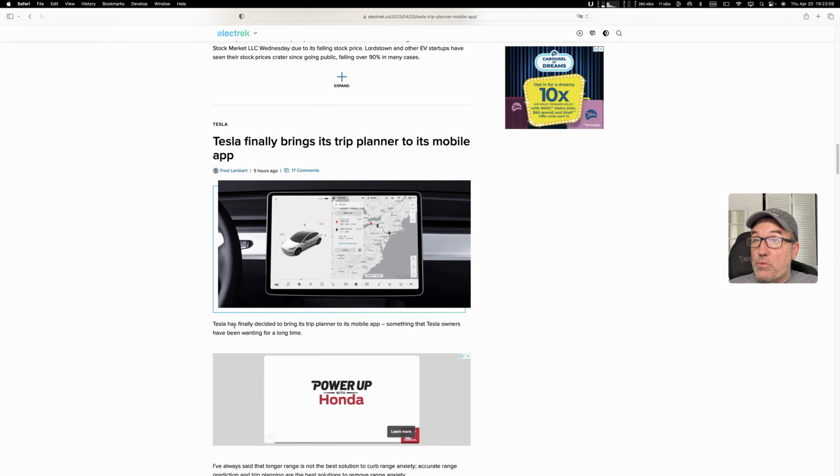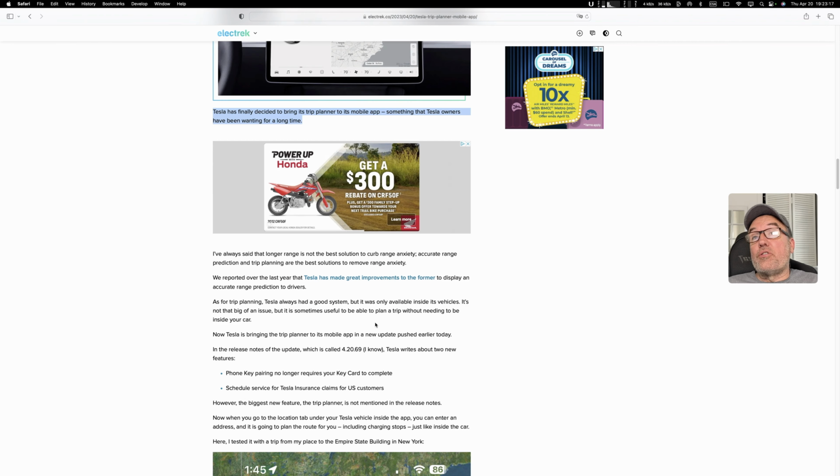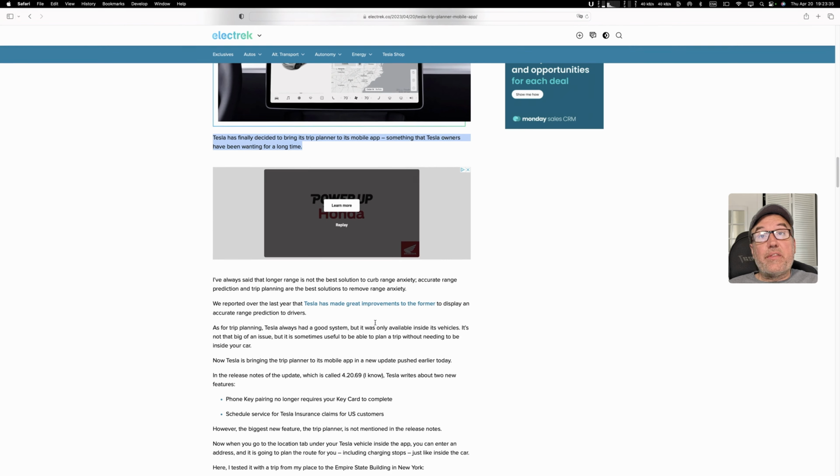On a brighter note, Tesla has finally decided to bring its trip planner to its mobile app, something that Tesla owners have been wanting for a long time. So then people are going to be able to plan a trip on their app. So I think this is great.